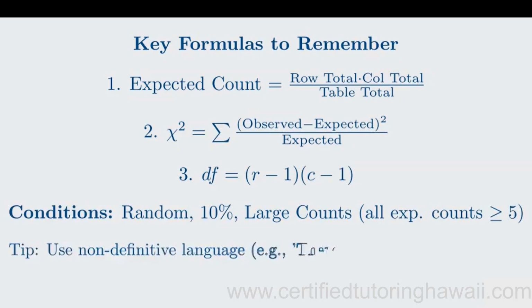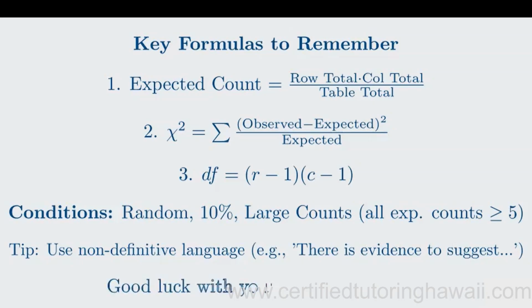A final tip: use non-definitive language in your conclusion. Say, there is evidence to suggest, rather than, this proves. You are now equipped to handle chi-square tests for two-way tables. Practice calculating a few expected counts by hand, and then try running the full test on your calculator to get comfortable with the technology. Good luck with your statistics journey.